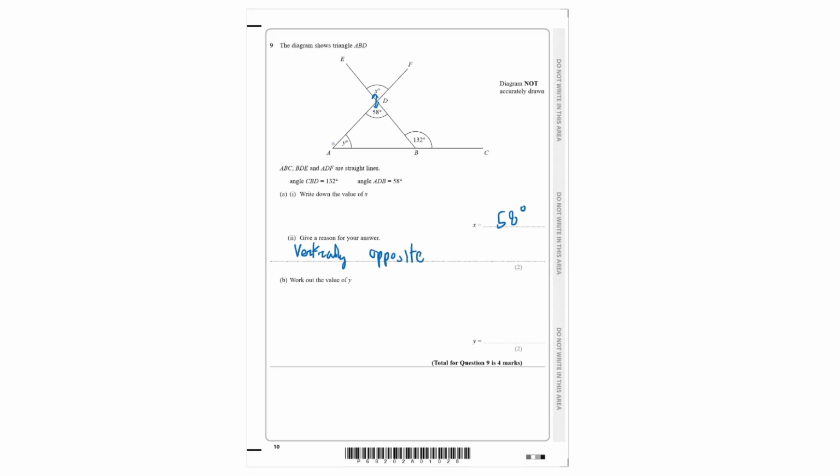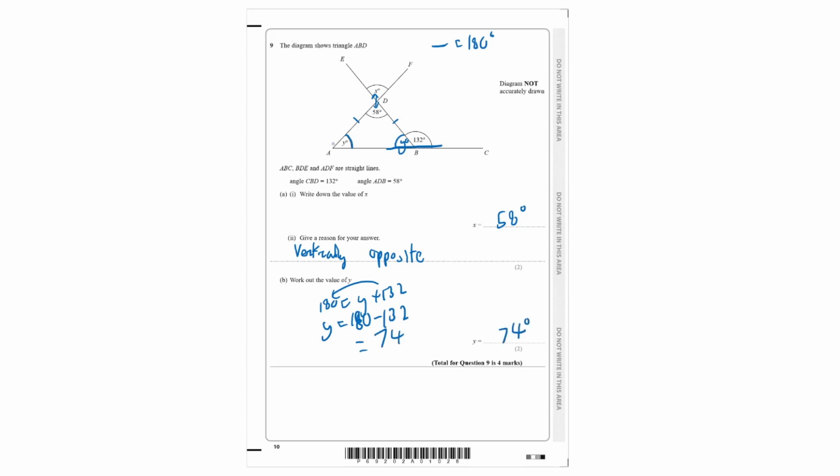Moving on, work out the value of y. Since this is an isosceles triangle, we can see that this angle y is also here, angle y. And now that we have a straight line here, we know that a straight line is 180 degrees. 132 is taken, so we can simply find y: 180 is equal to y plus 132. We can bring this to the other side, and we have y is equal to 180 minus 132, and that gives us 74 degrees.